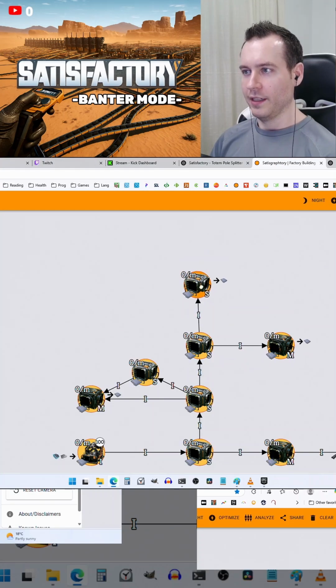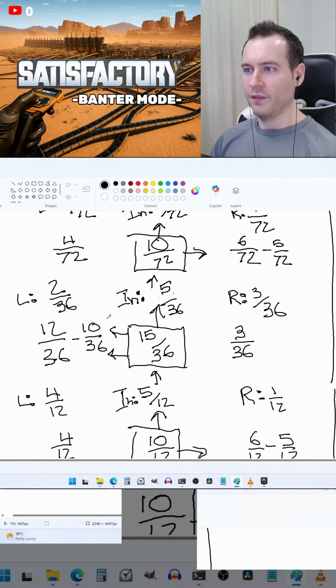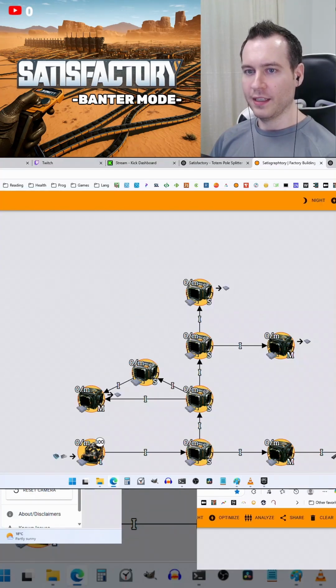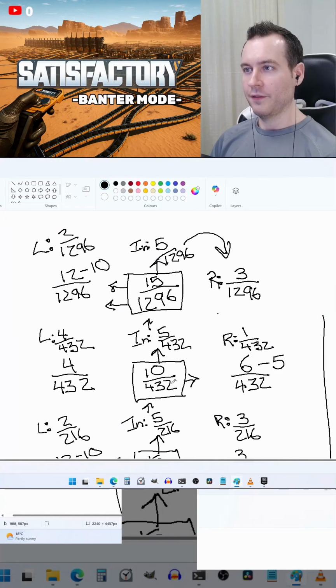I can make these layers a bit more compact. So after this half to the right, then we have 2/3 to the left once again, then half to the right. 2/3 to the left, half to the right.